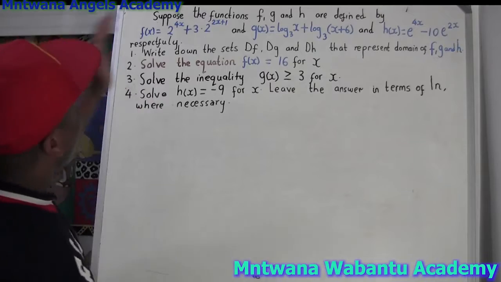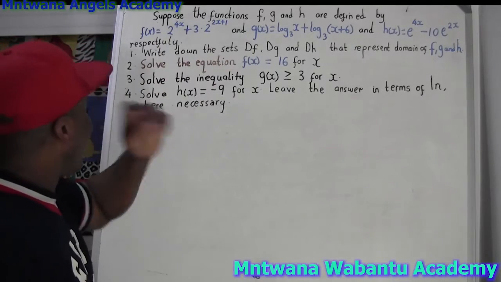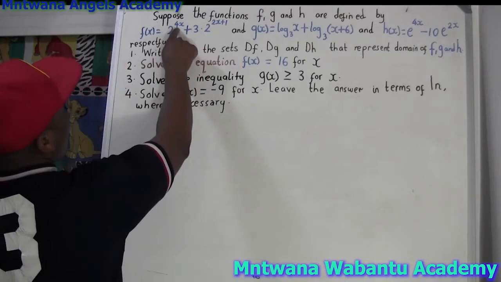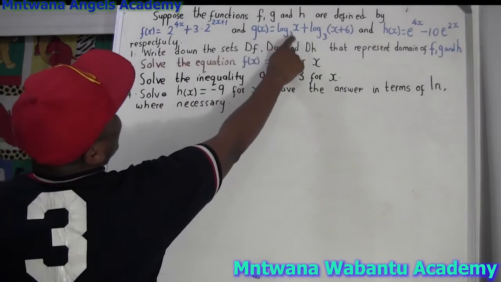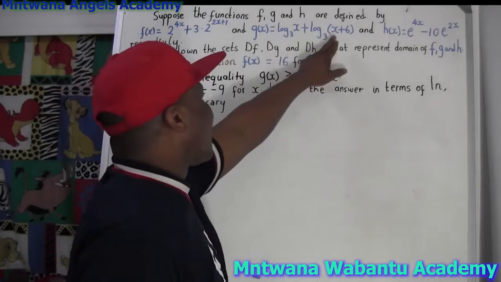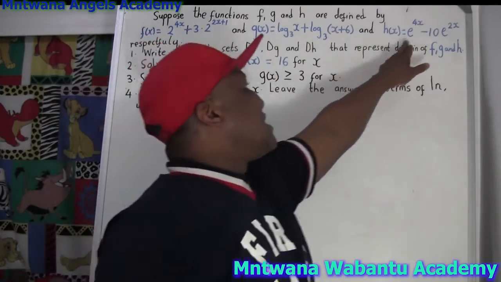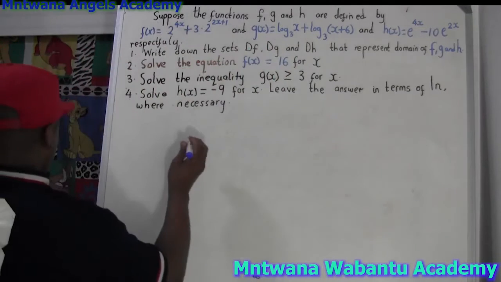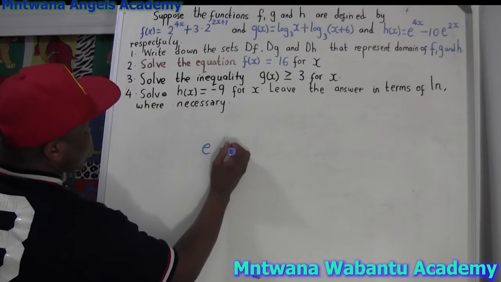Let's go. So they say suppose the function. So we have different functions here. This is an exponential function because it has a power, an exponent. And this is a logarithm function because it has a log. And this also is exponential. How? If you plug E into the calculator, E is 2 point something.